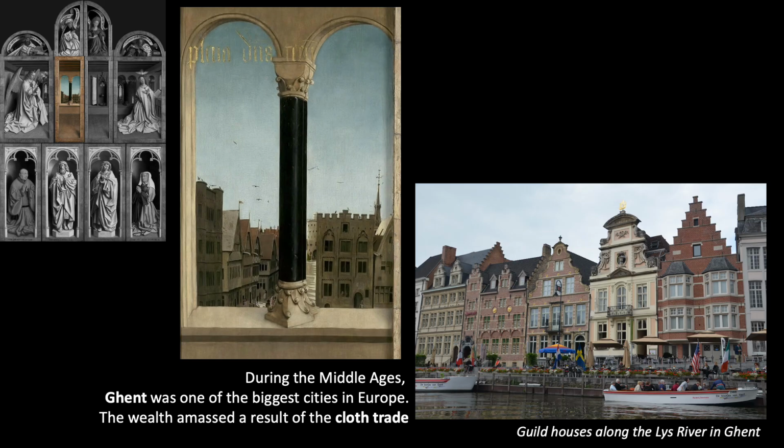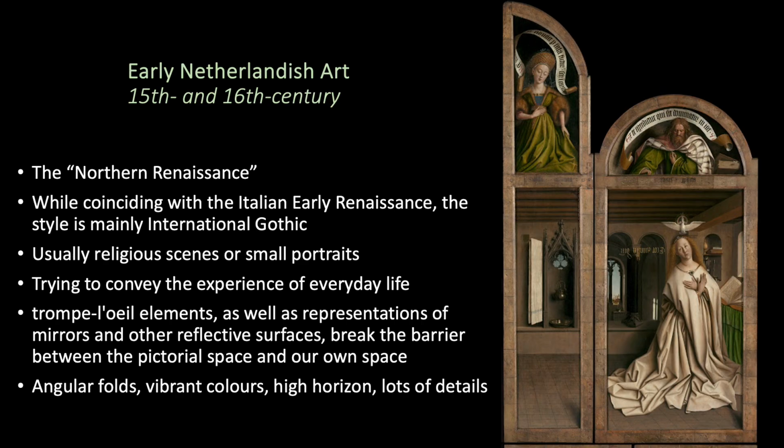Ghent is also shown in this triptych. Jan van Eyck painted some of the details of the city. If you zoom in, really wonderful, so you can tell nothing's really changed. Now, Jan van Eyck is part of that early Netherlandish art, the 15th, 16th century, or the Northern Renaissance, which coincides with the Italian Renaissance or early Renaissance, but it's quite different in look, and we tend to refer to it as the International Gothic style.